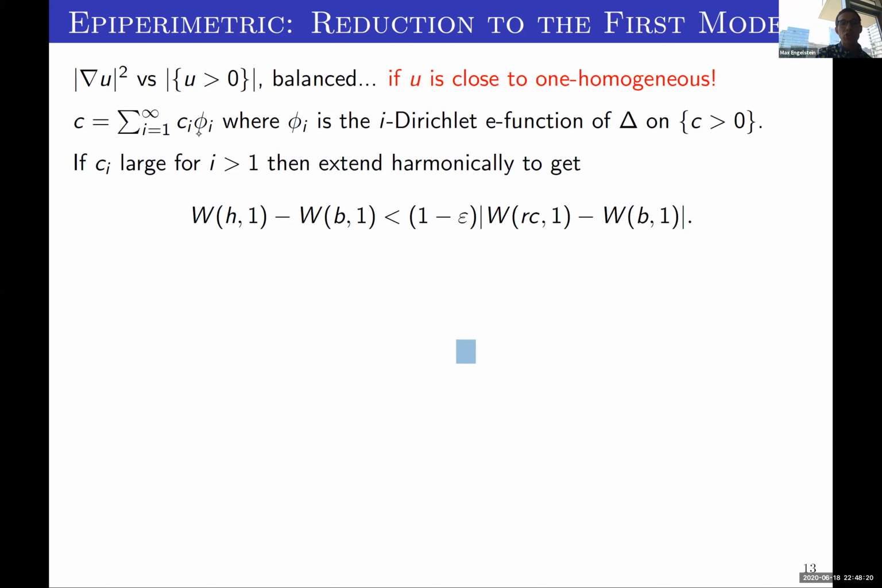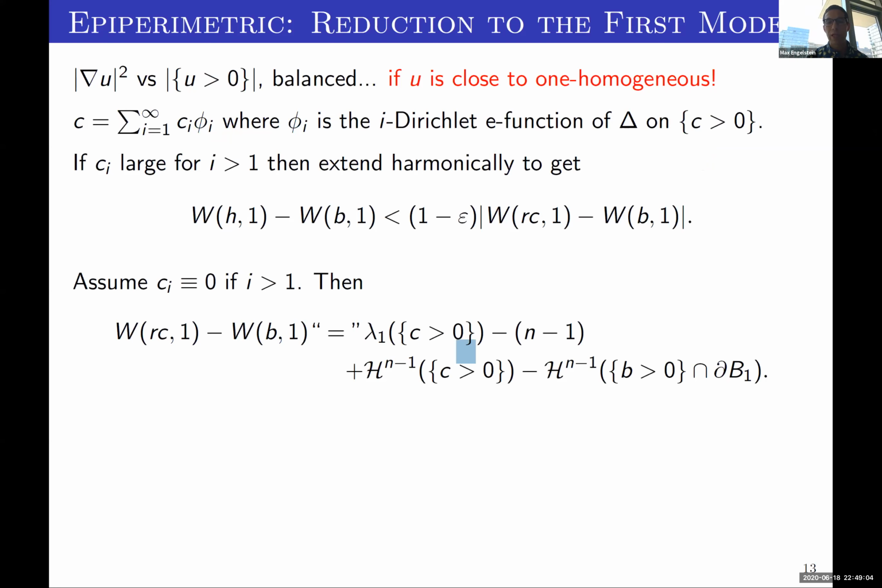And if it projects in a large way on any of the higher modes, then that means that C isn't close to being one homogeneous. It's only this first mode where you can see one homogeneity. Well, it's only phi1. And so if any of these other projections are large, we can just extend C to be harmonic, and we'll get the epiperimetric inequality without any hard work. And this is an observation of Luca and Bojo in a previous paper. So what's really difficult is when we start off with a function C whose one homogeneous extension is close to being its harmonic extension, if you'd like.